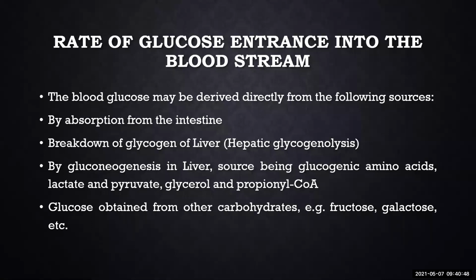Now, glucose can also be obtained from other carbohydrates such as fructose, galactose, etc. Disaccharides and oligosaccharides present in the body can be broken down to produce glucose, and that is the last option for glucose to enter the bloodstream. So this happens in this sequence. First is absorption from the intestine. Next there is hepatic glycogenolysis. Then there is hepatic gluconeogenesis, and finally the breakdown of other carbohydrates such as fructose, galactose, and other oligosaccharides to release glucose into the blood.